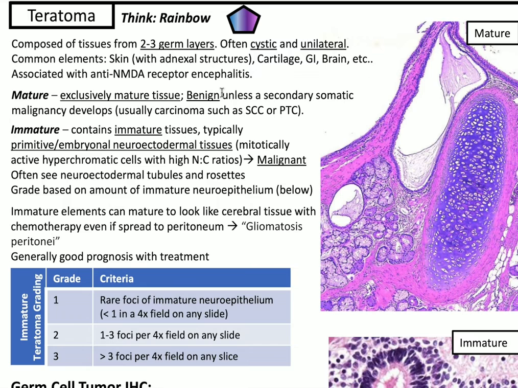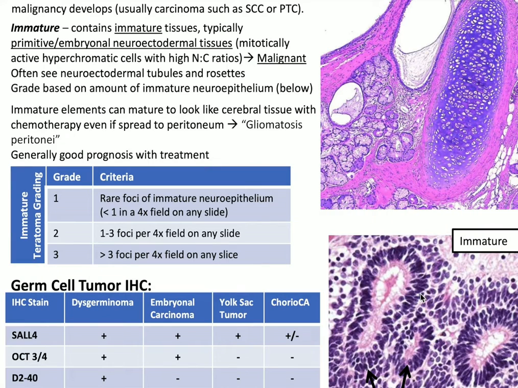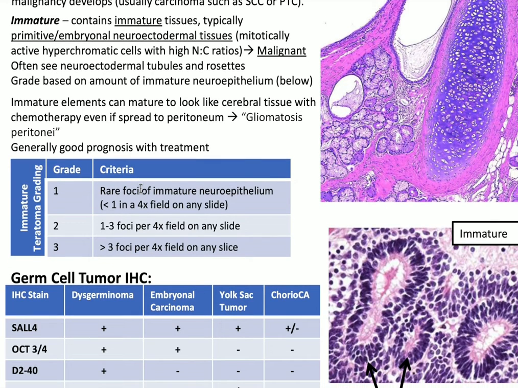An immature teratoma often contains immature tissues, typically your primitive embryonal neuroectodermal tissues. These are mitotically active hyperchromatic cells with high NC ratios. They often have rosettes and neuroectodermal tubules. And grade is based on the amount of immature neuroepithelium. Grade 1 is rare foci of immature neuroepithelium, less than 1 per 4x field on any slide. Grade 2 is 1 to 3 foci per 4x field on any slide. And grade 3 is greater than 3 foci per 4x field on any slide.